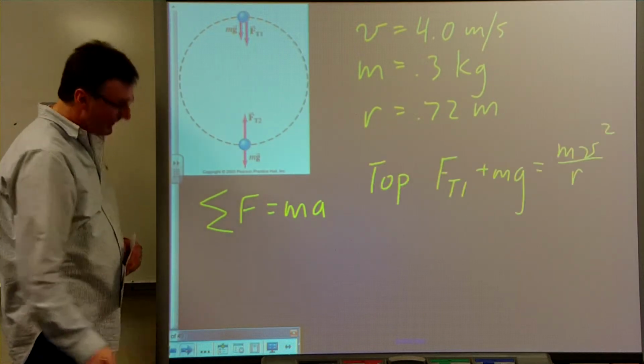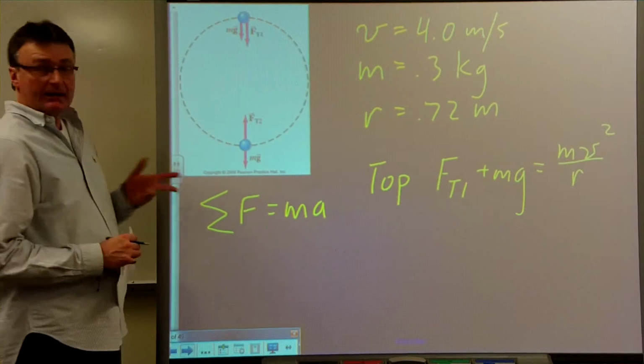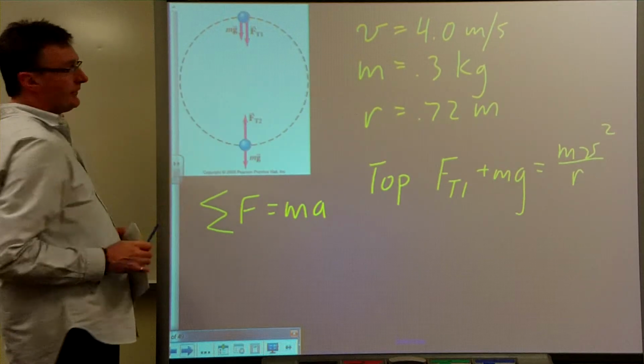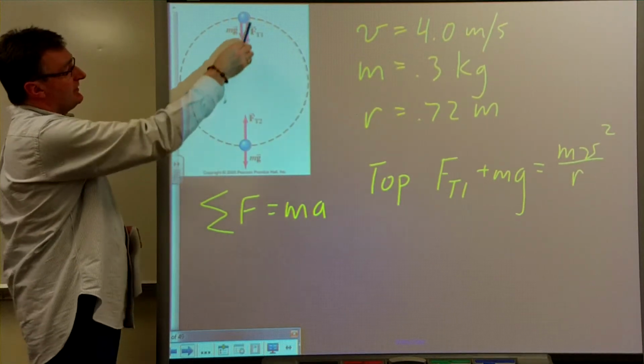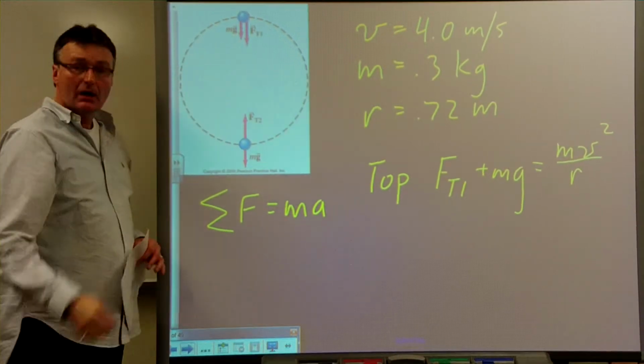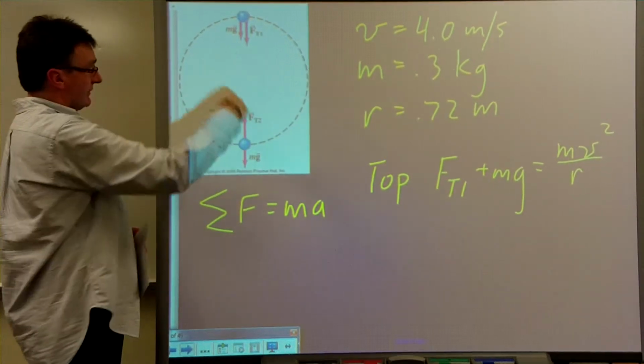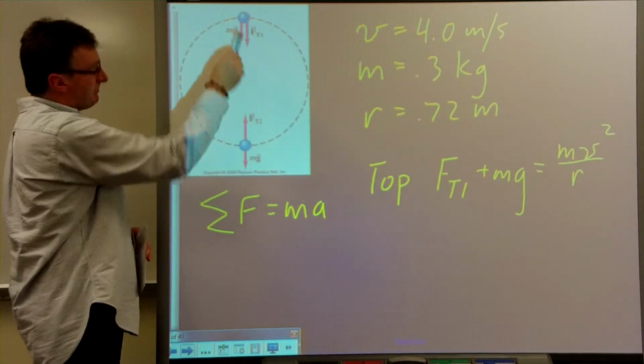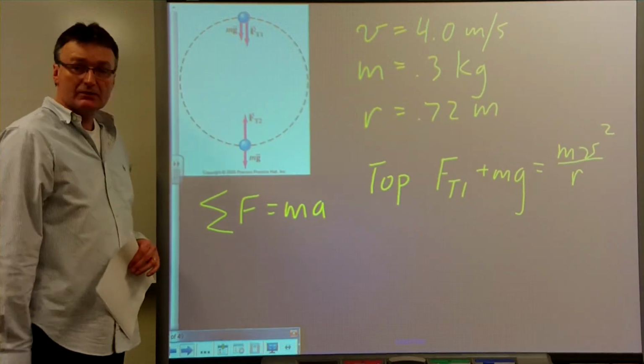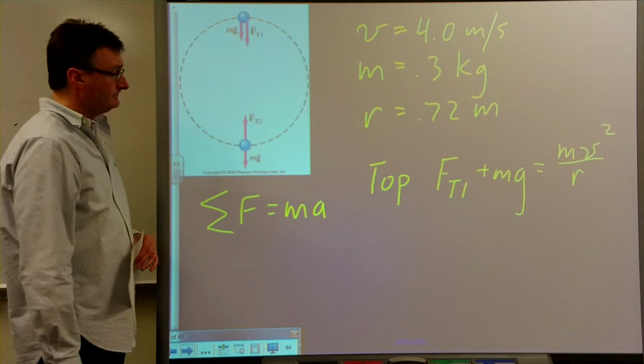All right, so let's look at the top first. Both forces are in the x direction, so both the tension force and the force of gravity are accelerating the ball in a circle. So Ft1 plus mg in this case now equals mv squared over r.